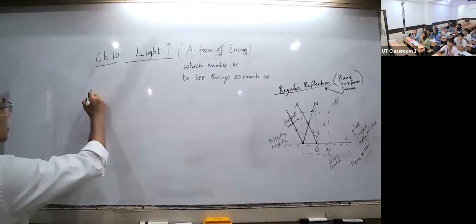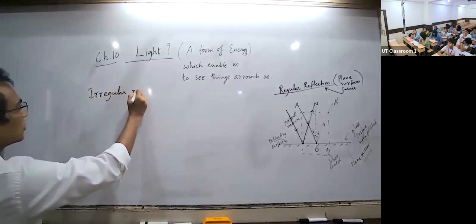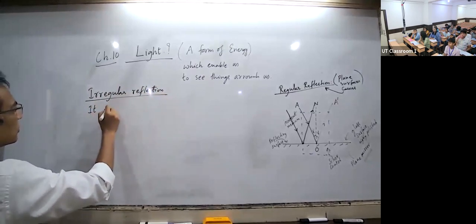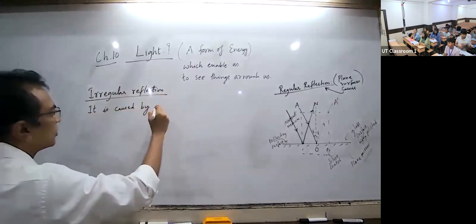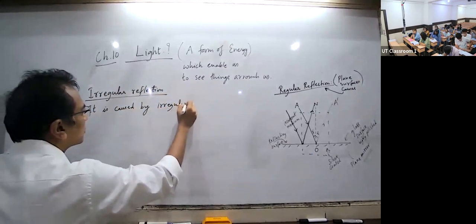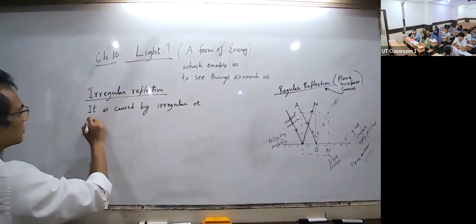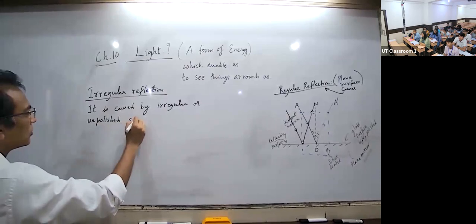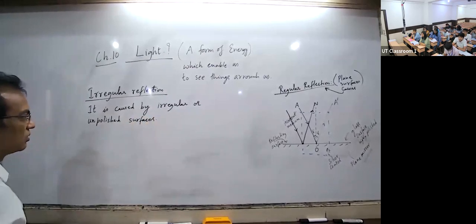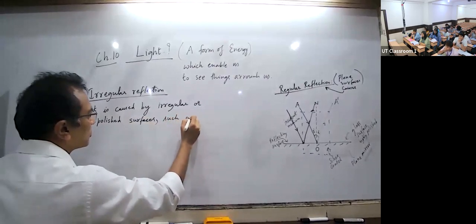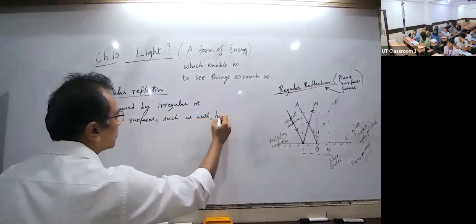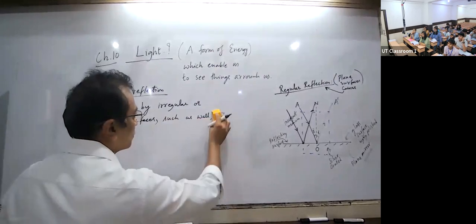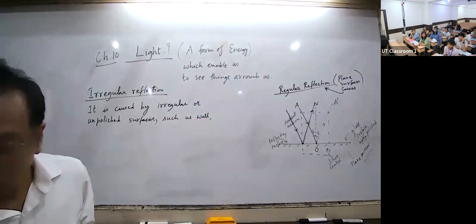What is irregular reflection? It is caused by irregular surfaces or polished, such as wall or hill. For a hill, it is more appropriate in the case of sound, so take wall. Or even this laminate table, table top.